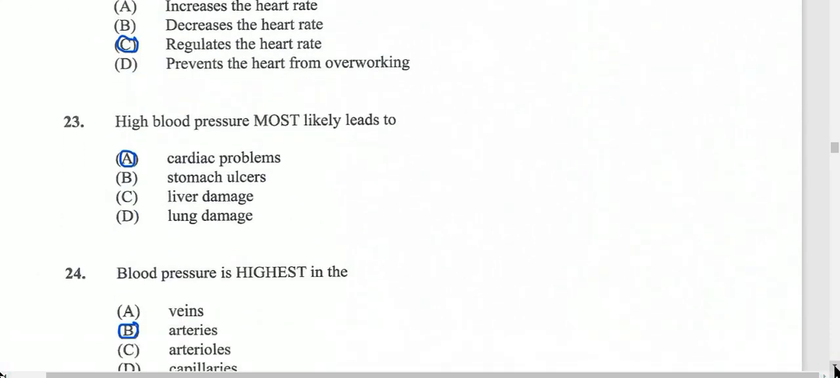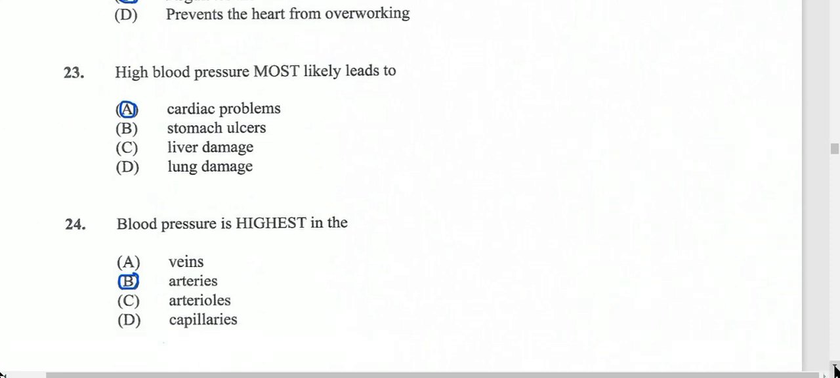23, high blood pressure most likely leads to a cardiac problem. Cardiac has to do with the heart, cardiac muscle, the muscle that just never gets tired. So 23 is going to be A. 24, blood pressure is highest in the arteries. Now a person might be a little confused about the arteriole, but remember that arterioles are going to be breaking down further into capillaries, and of course the capillaries will meet venules, and then venules will meet veins. Important to note here is that the arterioles are going to have muscles associated with them, so that when we have the face being flushed or the blood vessels flowing close to the skin, it is a result of these muscles and the arteriole.